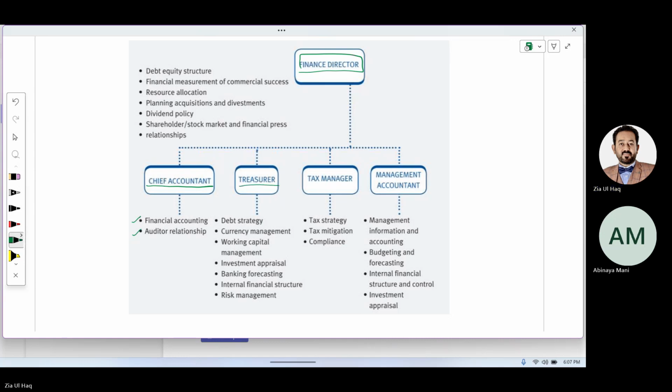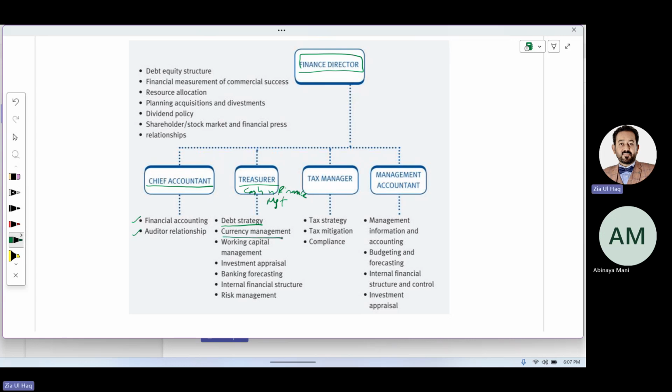There is one person called treasurer. Treasurer means cash and finance management, which is called treasury. What will he do? He will manage the company's debt strategy, meaning whether the company should go for a loan or not. If the company has obtained a loan, he will make sure the installments and the interest payments are made.